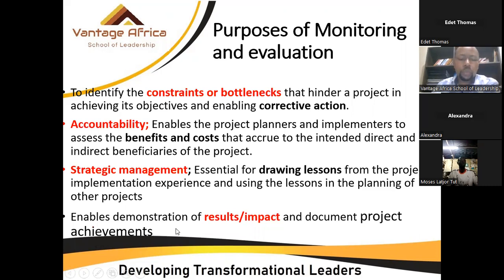Now, M&E also enables us to demonstrate results or impact and document project achievement. One of the things that I always tell organizations whenever I'm training them is, we do so much, but we report so little. I am yet to come across an organization that reports exactly what they're doing. You realize that they are always achieving this much, but they're only recording and reporting this much. Either because they do not know how to harvest impact, or they don't know how to report the harvested impact.